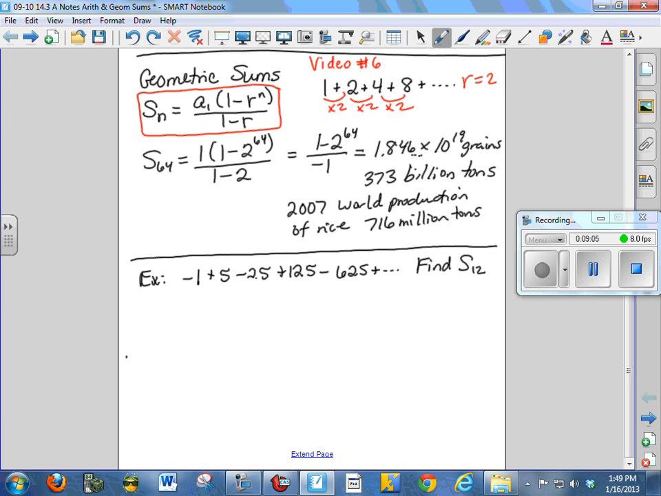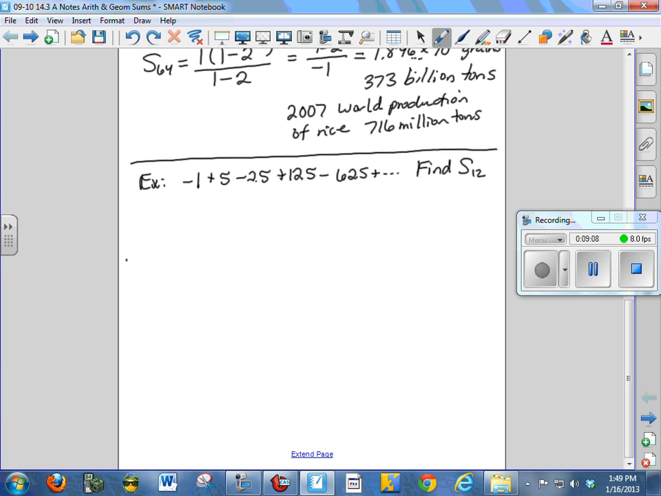Now let's apply this, that was a pretty simple example, to a more complicated example. Here we have a sequence, and notice this is the one where, if you're not sure, remember you can always say r is equal to, and take the second divided by the first, negative 5 over 1, the third divided by the second, you can see they're the same, negative 5, the fourth divided by the third, and so forth. And it turns out that negative 5 is r. So r is negative 5.